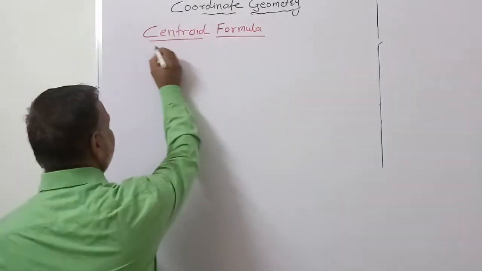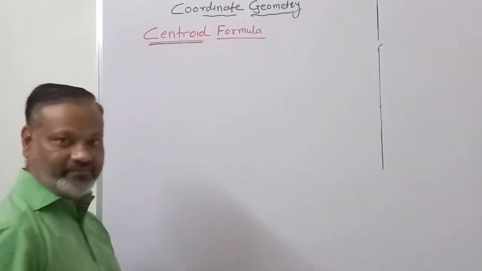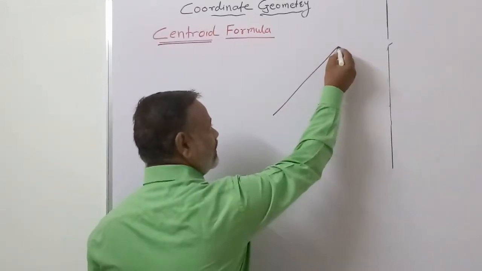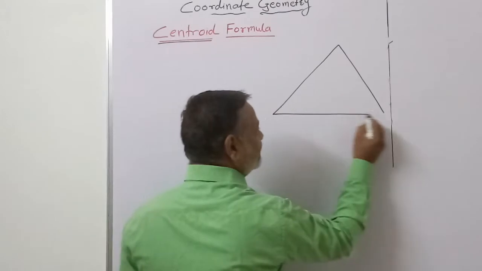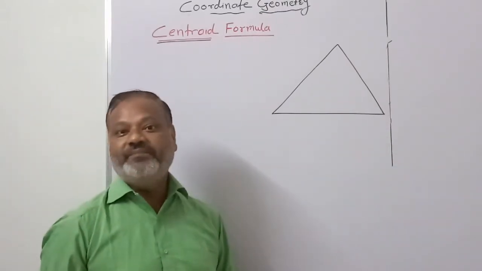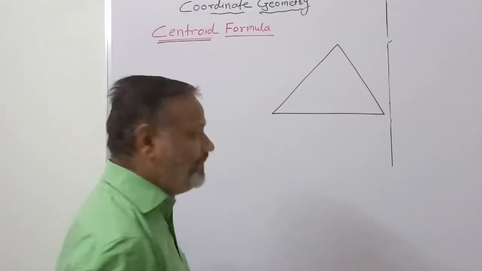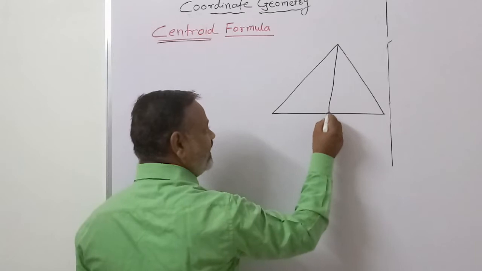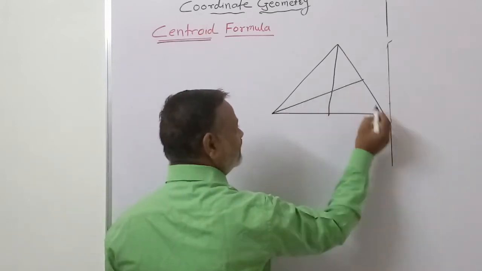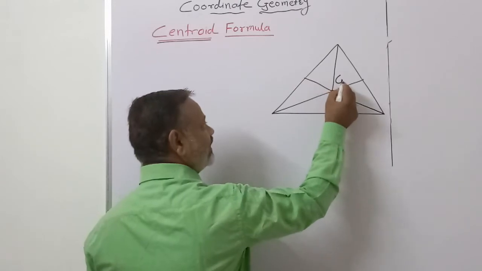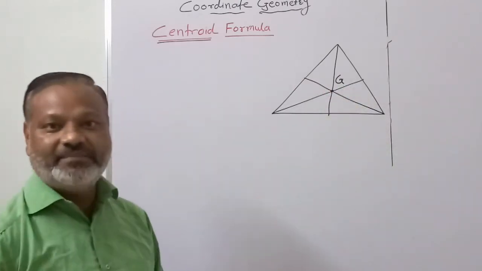तो सबसे पहले हम देखेंगे व्हाट इज मीन बाय द सेंट्रॉइड. सेंट्रॉइड का मतलब हो गया a point of intersection of all the three medians. Means the point where all the three medians intersect each other, that point is called a centroid. So this is your centroid and it is represented by G.